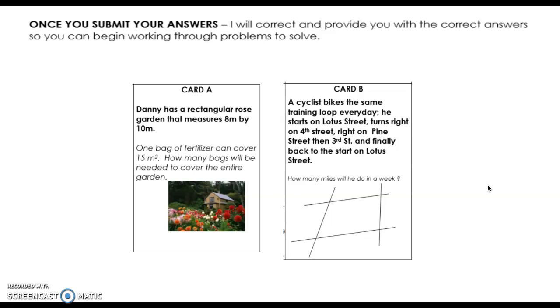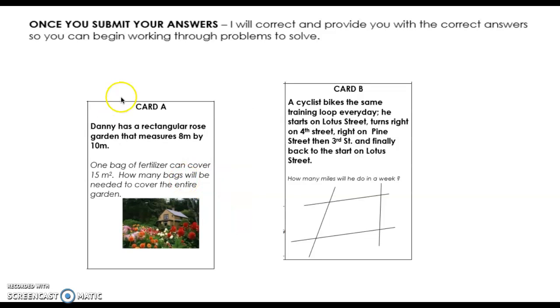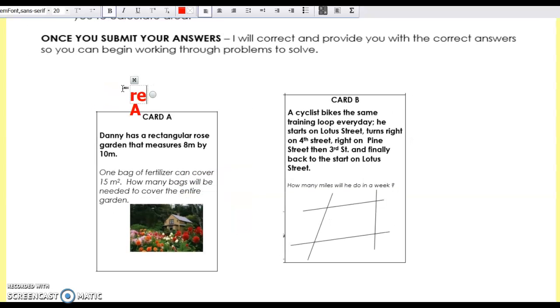So card A, Danny has a rectangular rose garden that measures 8 meters by 10 meters. One bag of fertilizer can cover 15 meters squared. How many bags will be needed to cover the entire garden? So I want you really to visualize what's going on. We're walking around and Danny is putting fertilizer everywhere on his garden. Hopefully you should be able to realize that we're talking about the surface inside his entire garden. So this would be a problem where we're being asked to calculate area in order to solve.